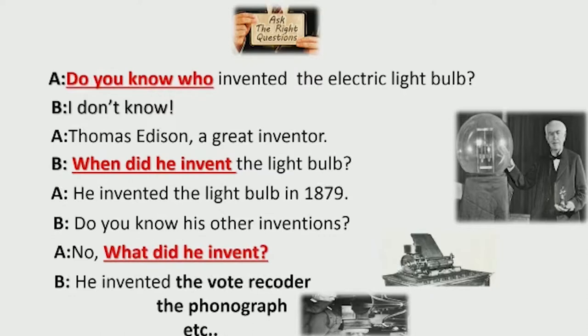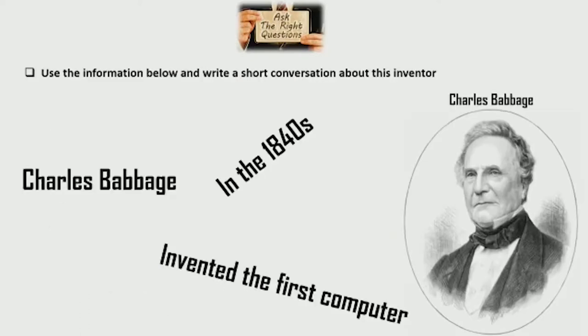Okay? So in this conversation, we have three important questions asking about past inventions. We have, do you know who, when did he invent, and what did he invent? Okay. So now I would like you to practice this, just to revise this. Let's take this great inventor, Charles Babbage. I would like you to write a short conversation using the given information, making and asking the right questions and giving the right answers. So take some time to write this short conversation.